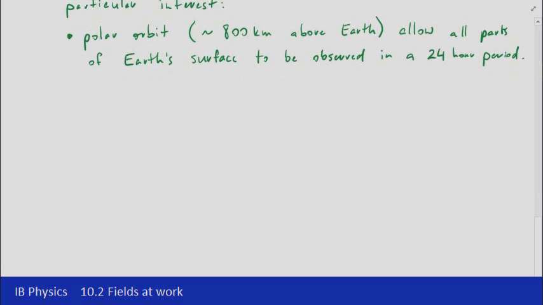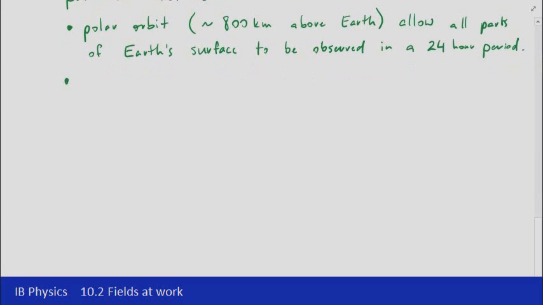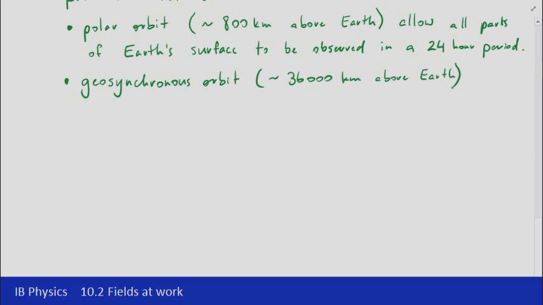The second type of orbit then is a geosynchronous orbit. If you think about the breakdown of that word, geo meaning Earth and synchronous meaning that it's in time with. So a geosynchronous orbit, first of all, the height of that orbit's about 36,000 kilometres, so a fair bit higher than a polar orbit. And because it is much higher, it's going to be moving much more slowly, and that means that it's not going to orbit the Earth anywhere near as quickly.